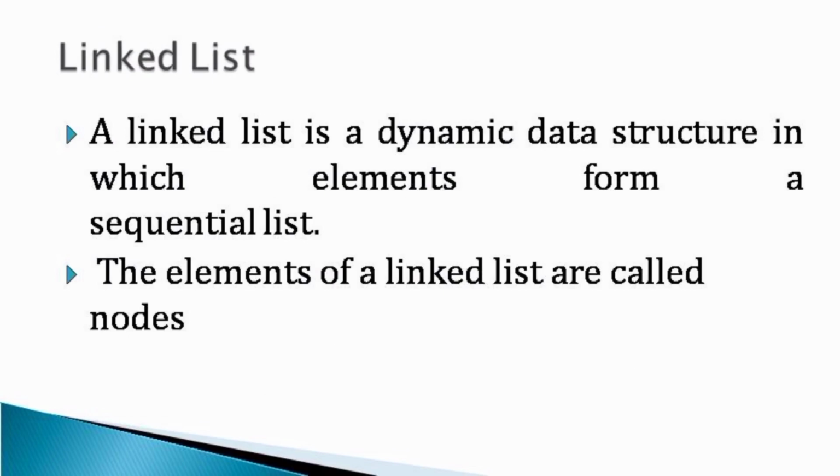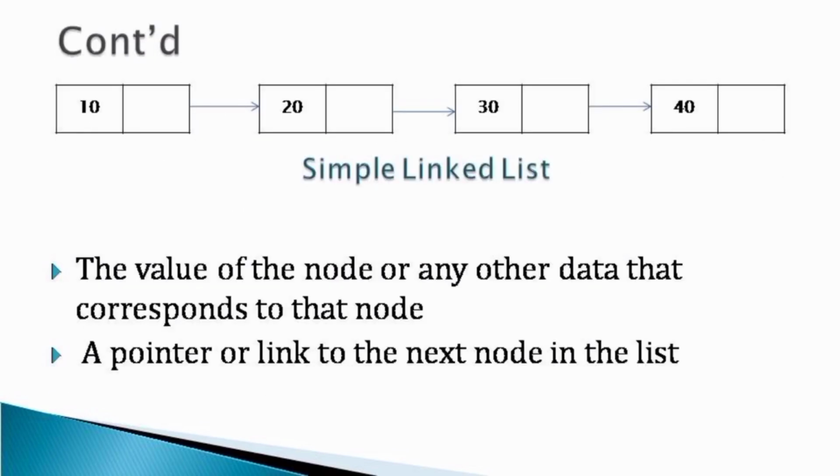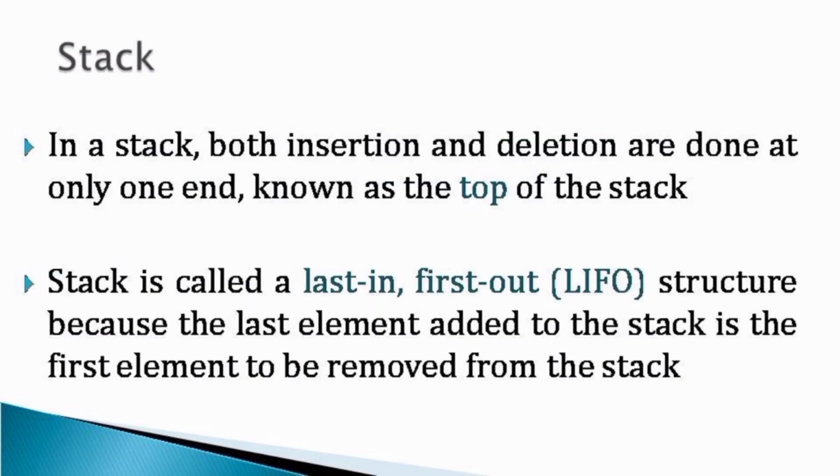Talking about linked list, the elements are referenced using nodes which form a sequential list. A node has two partitions where the element is stored in the left partition and the address of the next node is present in the right partition. This creates a link between the nodes. Next, we move on to stack and queue.